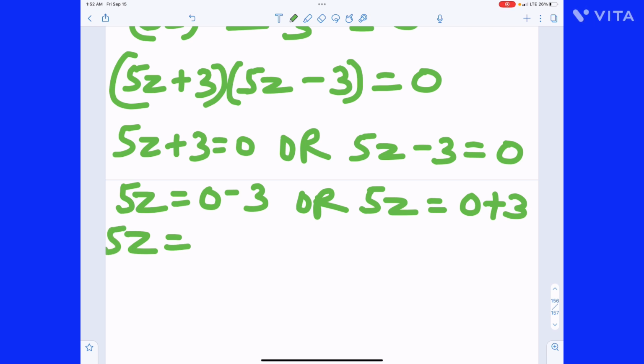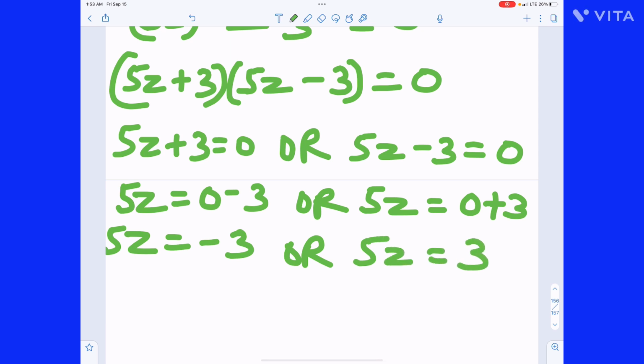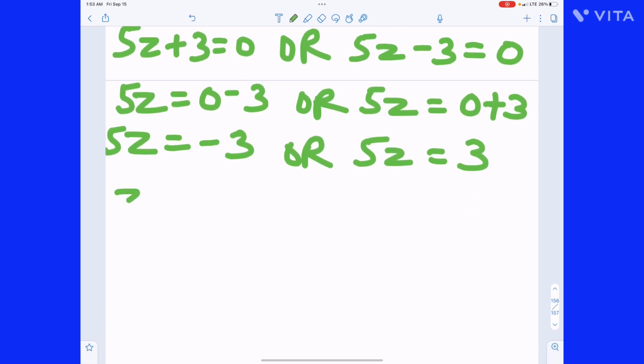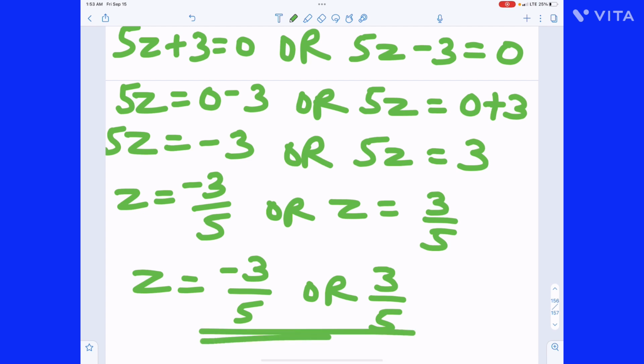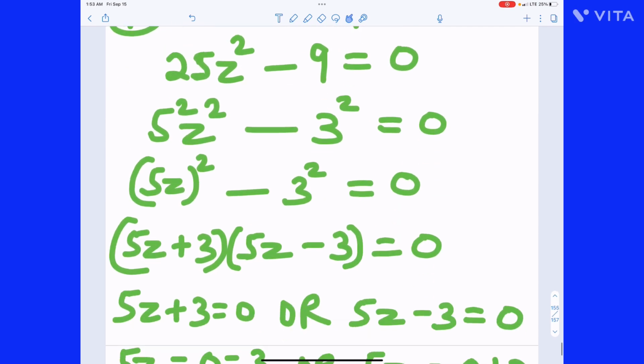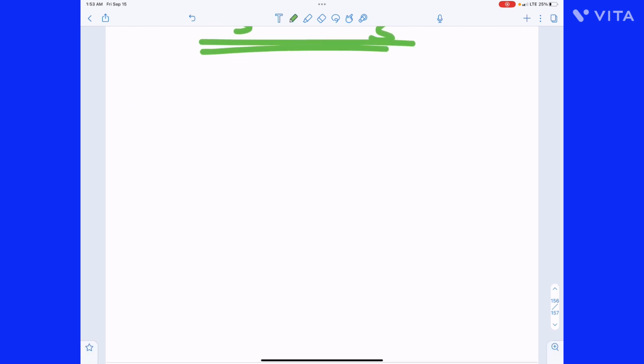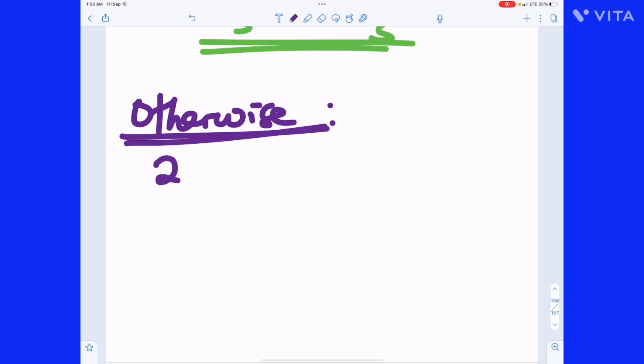Let's keep the z. 0 minus 3 is minus 3, or 5z is 3. So z is minus 3 over 5, or z is 3 over 5. So I can put the two together: z is minus 3 over 5, or 3 over 5. I think that ends the question. Also, I can do this question in another way. Let's take a second method, which may be shorter.